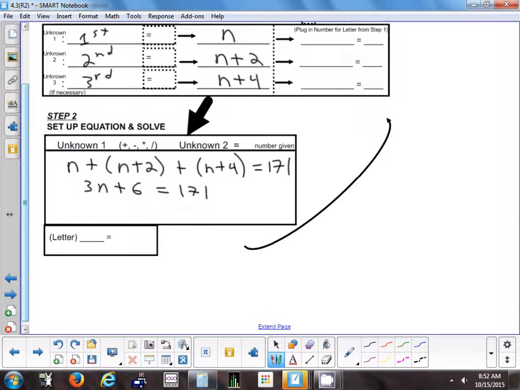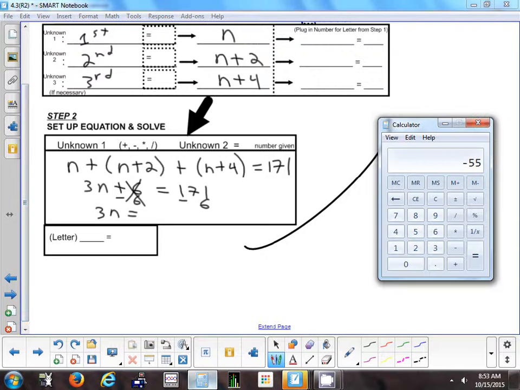Okay, what's next step? Minus 6 to 171. Yep, minus 6, minus 6. Okay, those are going to cancel out. Now we've got 3n equals 171 minus 6. Okay, let's use our calculator just so we don't make a mistake on that. 165.